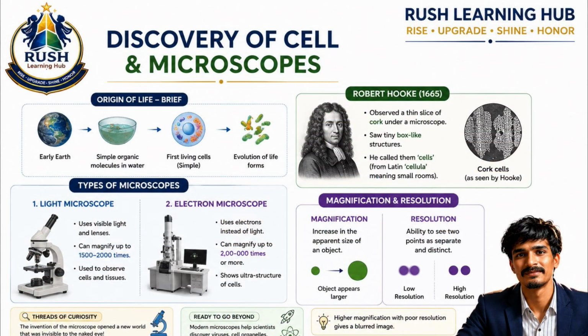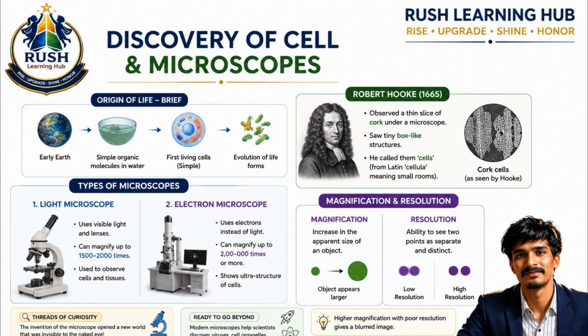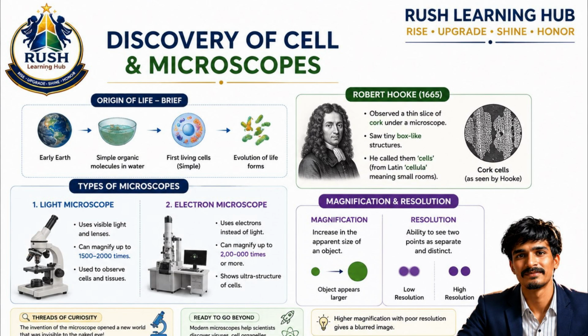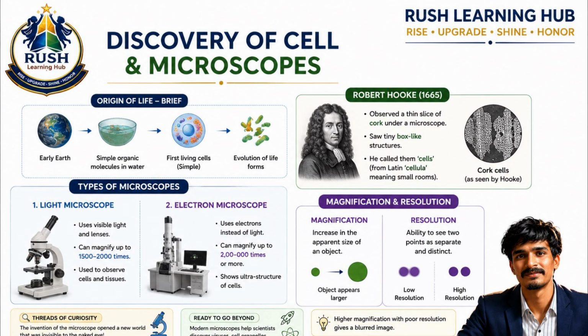In the previous slide, we learned that the cell is the basic structural and functional unit of life. But have you ever wondered how scientists discovered cells when they are too small to be seen with our naked eyes? To answer this question, we need to understand the invention of one of the most important scientific instruments ever created, the microscope. Before discussing the discovery of cells, let us briefly look at the origin of life.